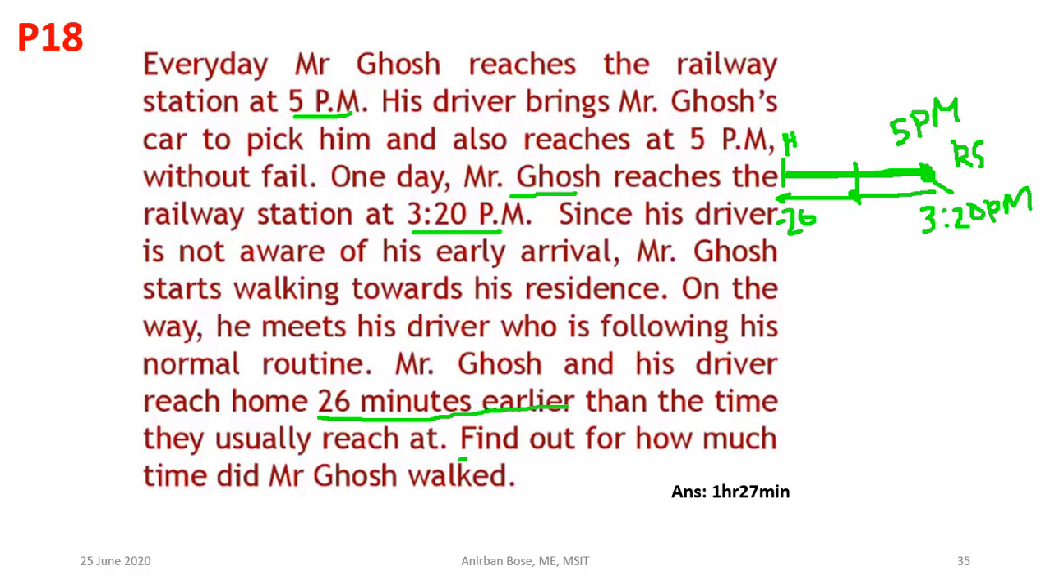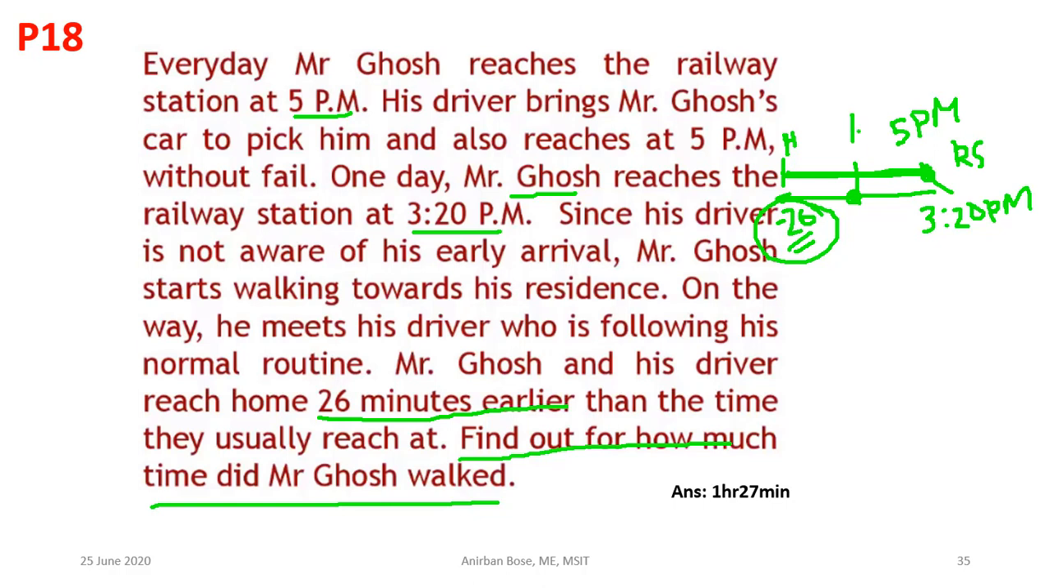The question is, find out how much time Mr. Ghosh walked. So this is the problem. Now in this process, tell me why the 26 minutes earlier, where this time actually saves on that particular day. The time saves basically where the car meets Mr. Ghosh somewhere in between the home and the railway station.